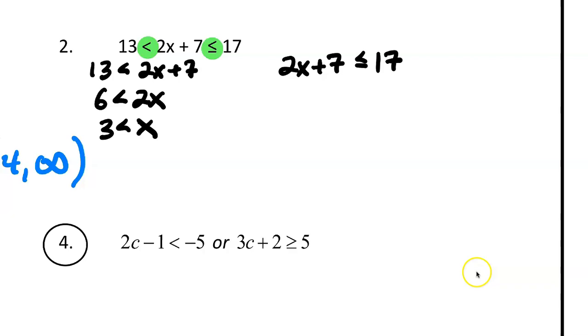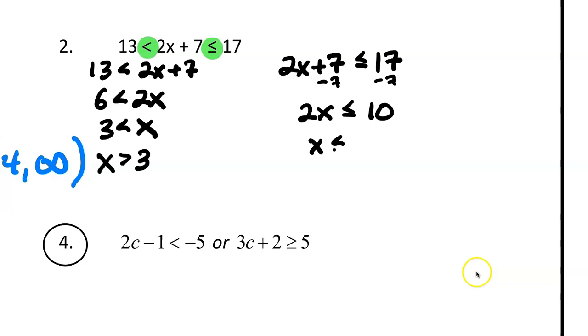If we flip that, that would be x is greater than 3. If you're flipping sides, you have to flip the inequality sign. And then subtract 7 from both sides on the right side. So that would be 2x is less than or equal to 10. So x is less than or equal to 5. So is this an and or an or? Well, when you have the quantity, this 2x plus 7, in between these two less than or equal to signs, that would be an and.